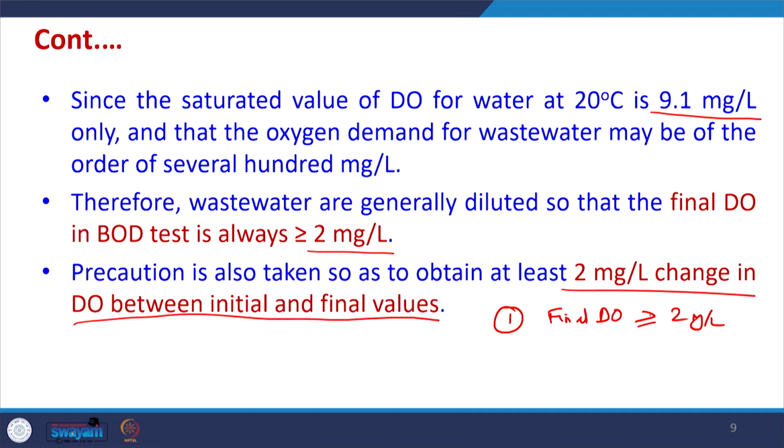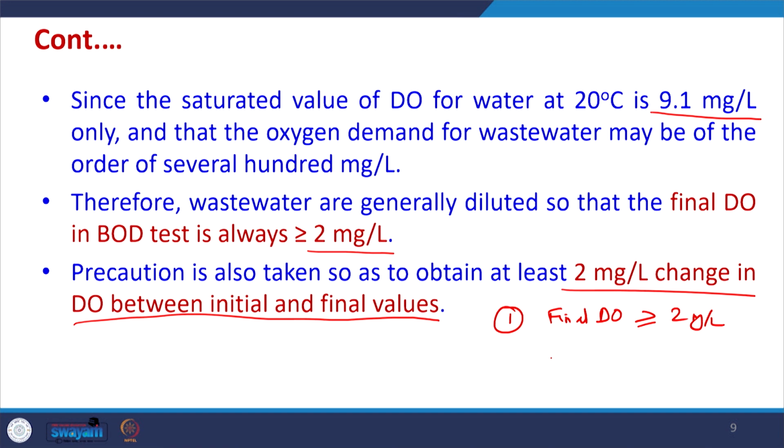If it is less than that, there is a possibility that the total oxygen may have been used up, and we would be measuring an incorrect value. So, considering this, we always try to ensure that the final DO value is greater than 2 milligram per liter. The second condition is that the difference between the initial value and the final value should also be greater than or equal to 2 milligram per liter.